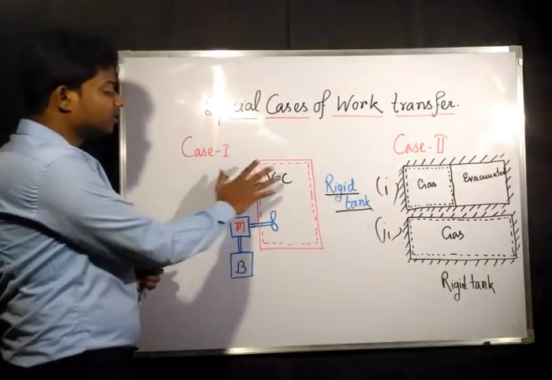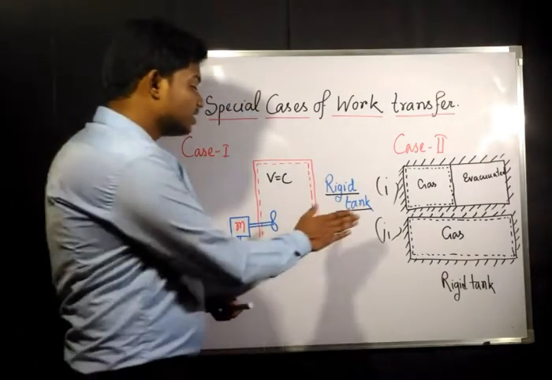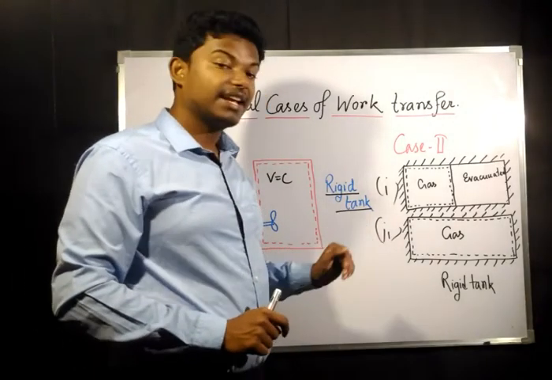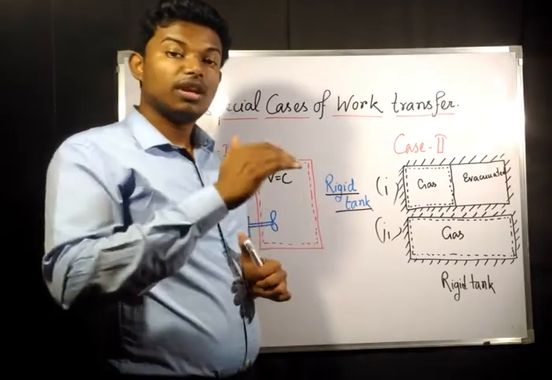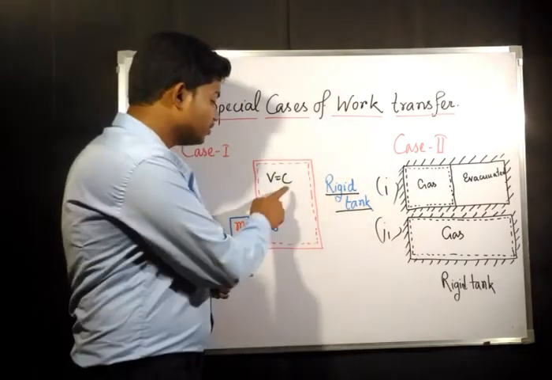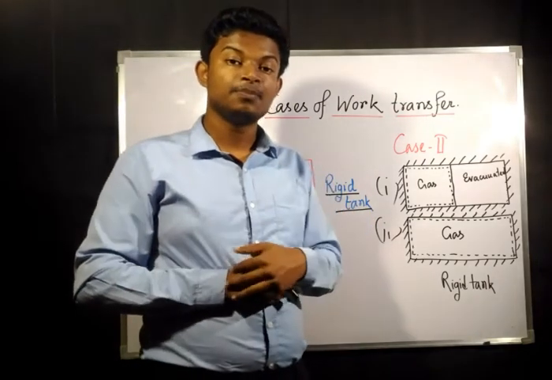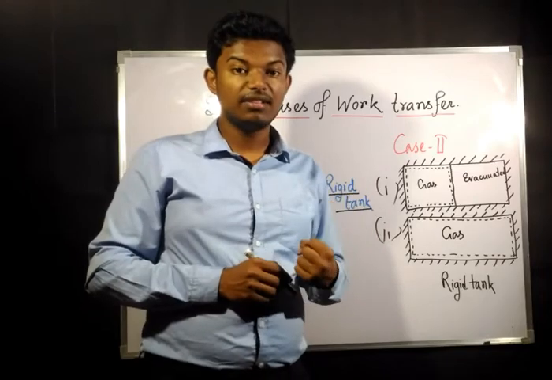The first example is, there is a rigid tank with this type of arrangement. So what is a rigid tank? We have said that a rigid tank is a tank none of whose boundaries are moving. None of the boundary moving means volume is always going to be constant. And we have also said in previous cases that when volume is completely constant, then work transfer is 0.